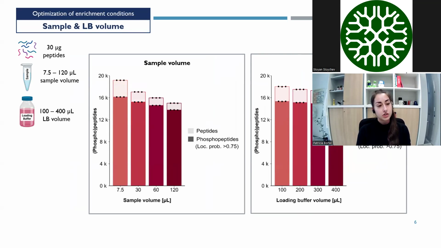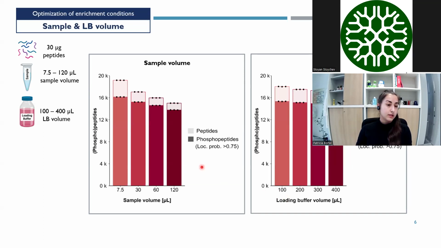So then we also wanted to check the sample to loading buffer volume ratio. And we did so by first diluting the sample in increasing volumes while keeping the loading buffer volume constant. And in the second step, we kept the sample in a constant volume and increased the volume of the loading buffer. So we saw that when we diluted the samples with increasing volumes, we actually got decreasing phosphopeptide identifications, whereas we observed that when increasing the loading buffer volume, this didn't have such a significant effect on the phosphopeptide identifications.